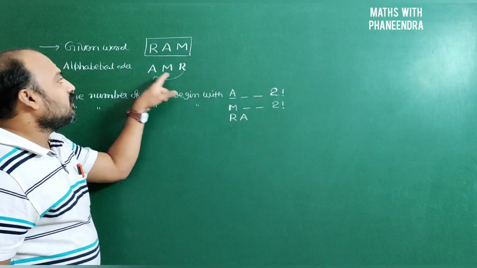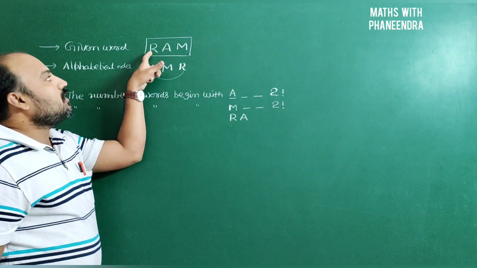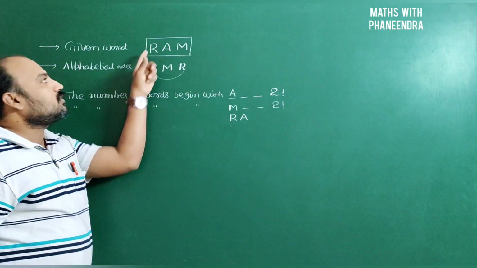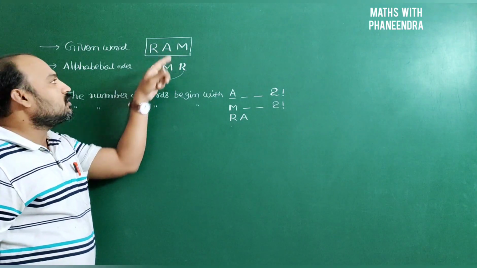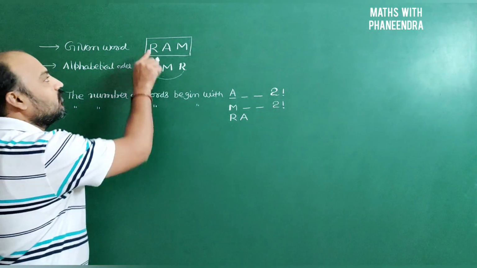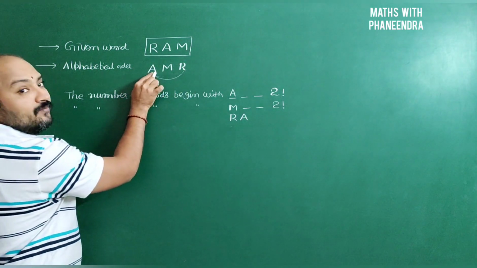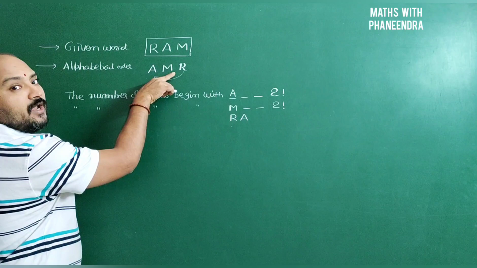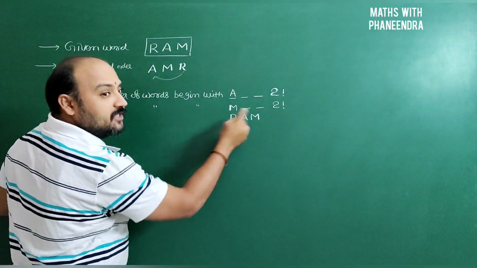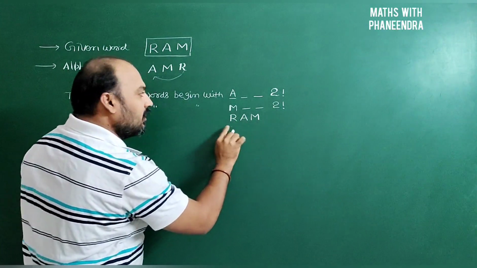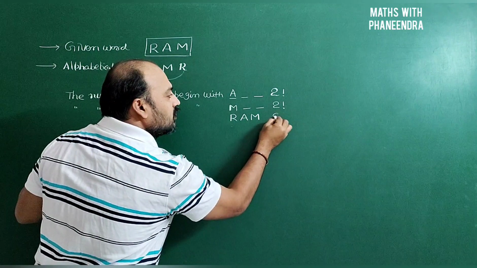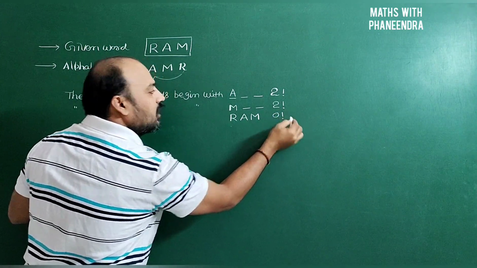After that again we want the number of words which begin with RA. RA is also there in this given word RAM. So that is the reason RA also you can fix. What is the required word? RAM only. So RA, after that you can write M. So the required word RAM will become the next word. So in RAM all the 3 letters are fixed, so no one is left to permute. That is the reason we are writing 0 factorial.